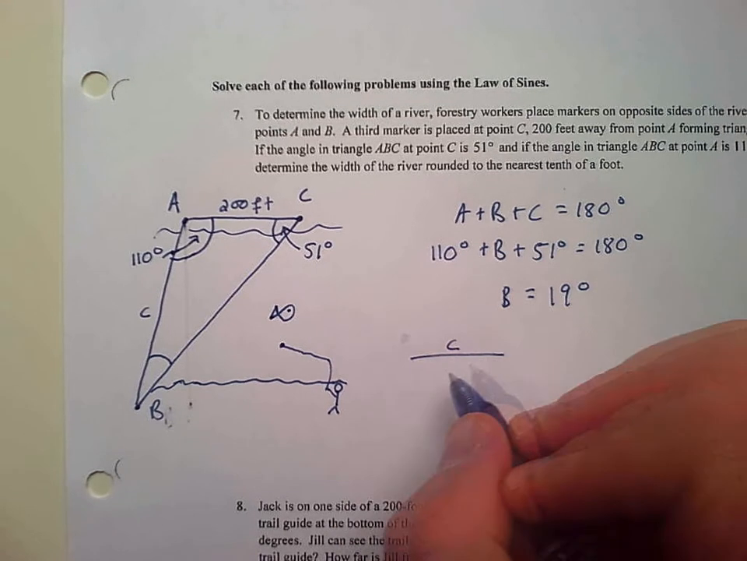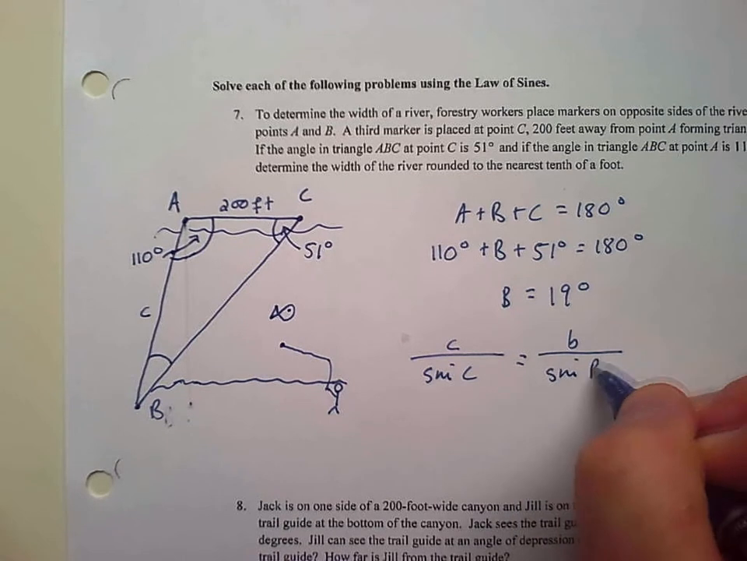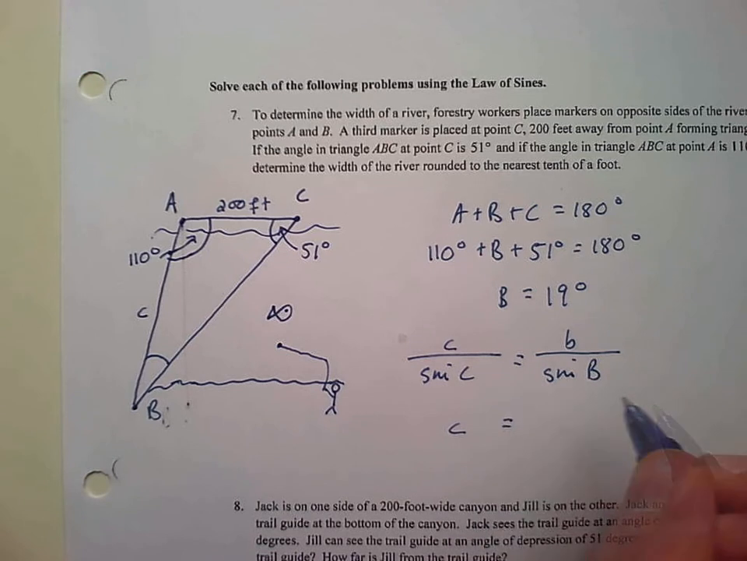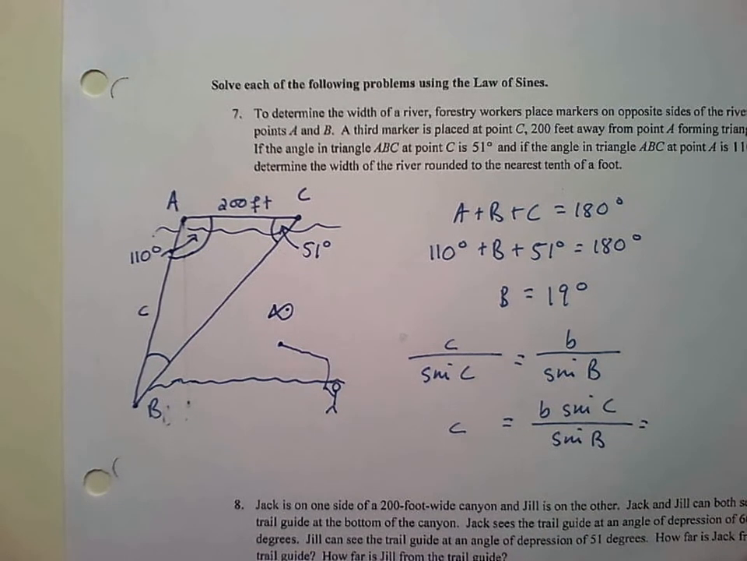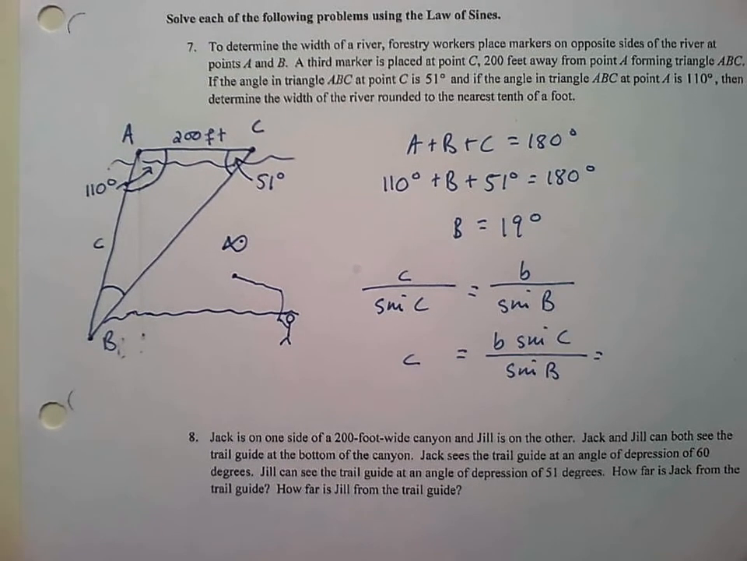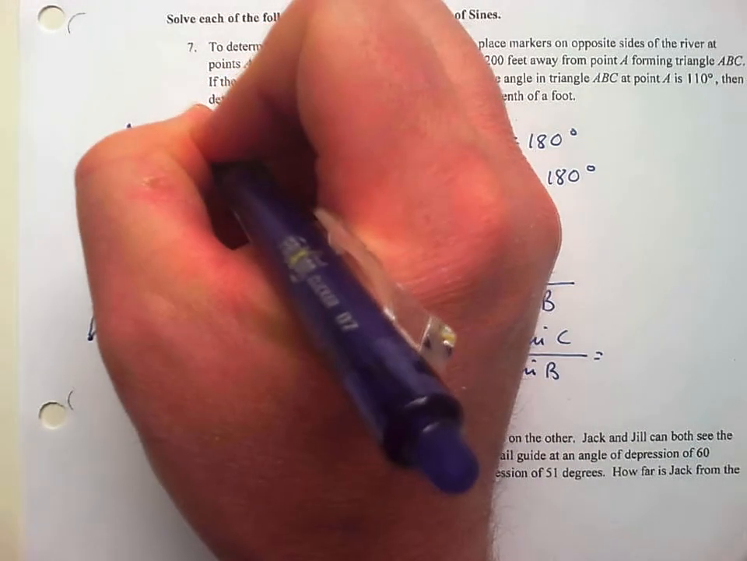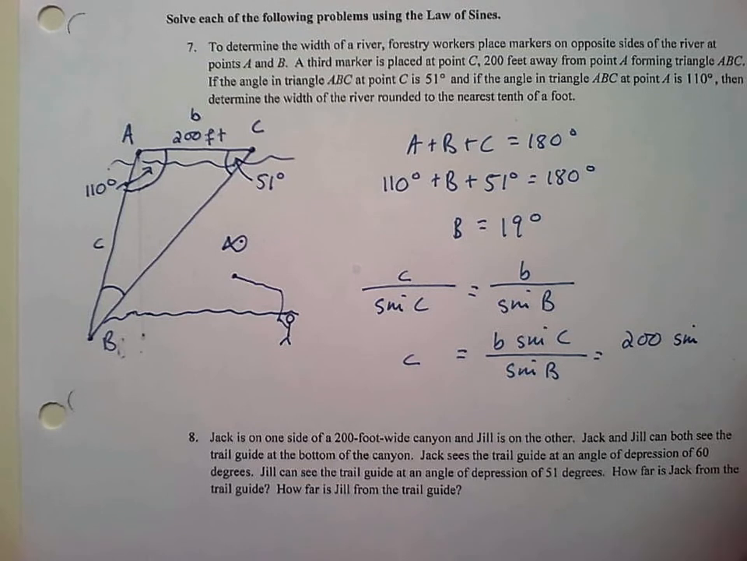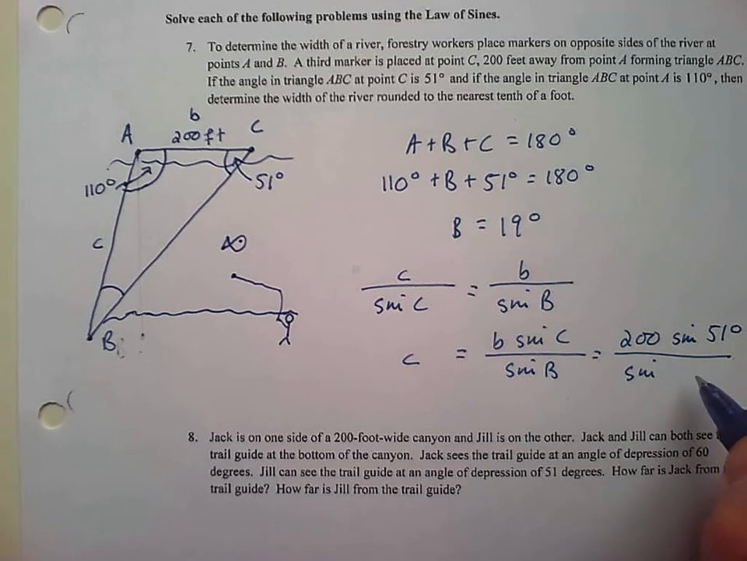Using the law of sines, then we can say that C divided by sine of C is going to be equal to B divided by the sine of angle B. Then we can solve for C, and plugging in values that we know, this is then going to be side B, right? Again, this over here is side B since it's opposite angle B. This is going to be 200 times the sine of angle C, which is 51 degrees, divided by the sine of angle B, which we just found out to be 19 degrees.